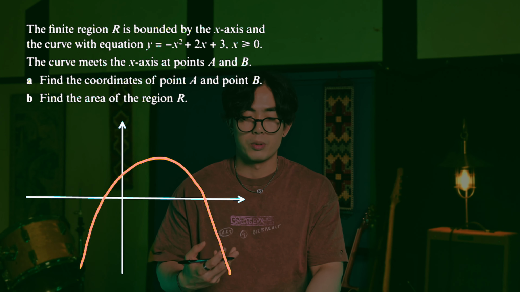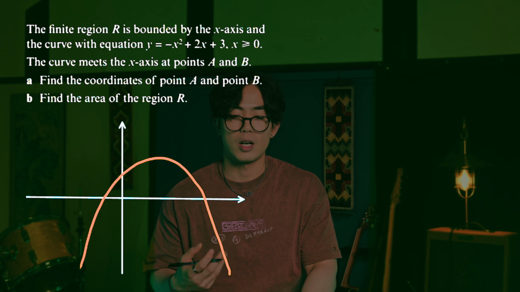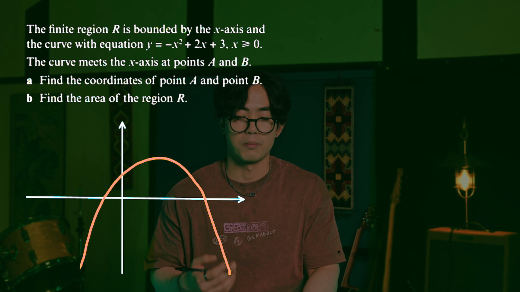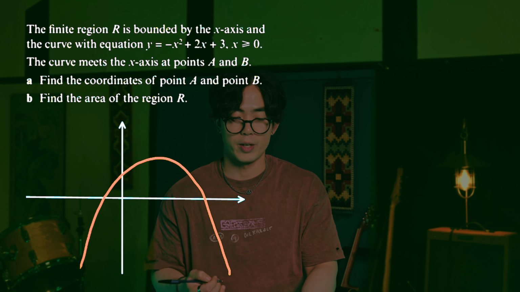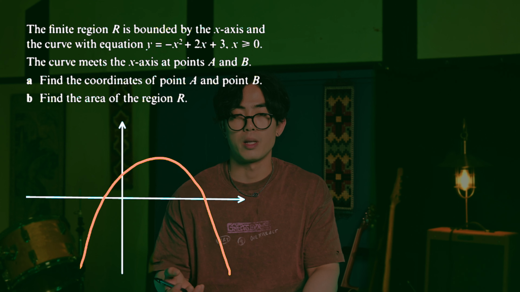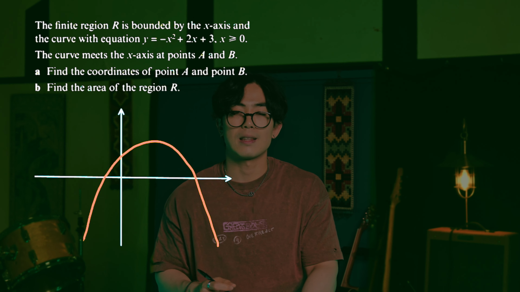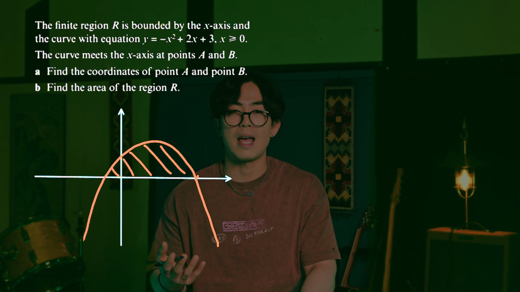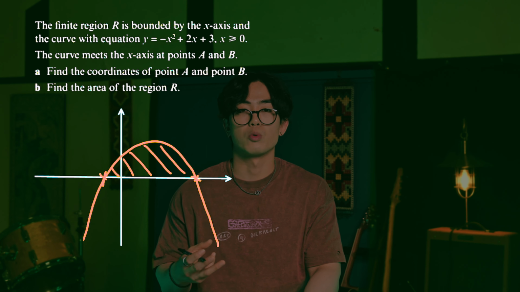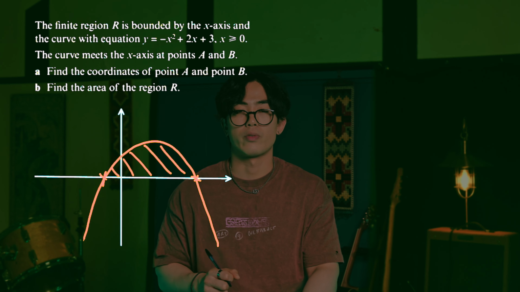Okay, let's try another example. So in this case here, they want us to find the finite region R bounded by the x-axis and the curve with the equation y is equal to minus x squared plus 2x plus 3. So first things first, they haven't told us the limits, but let's go ahead and sketch this. If I sketch it, then you can see the area I need to find will be this area here, meaning that the limits will be from this point here and this point here. So I need to find these two limits first.